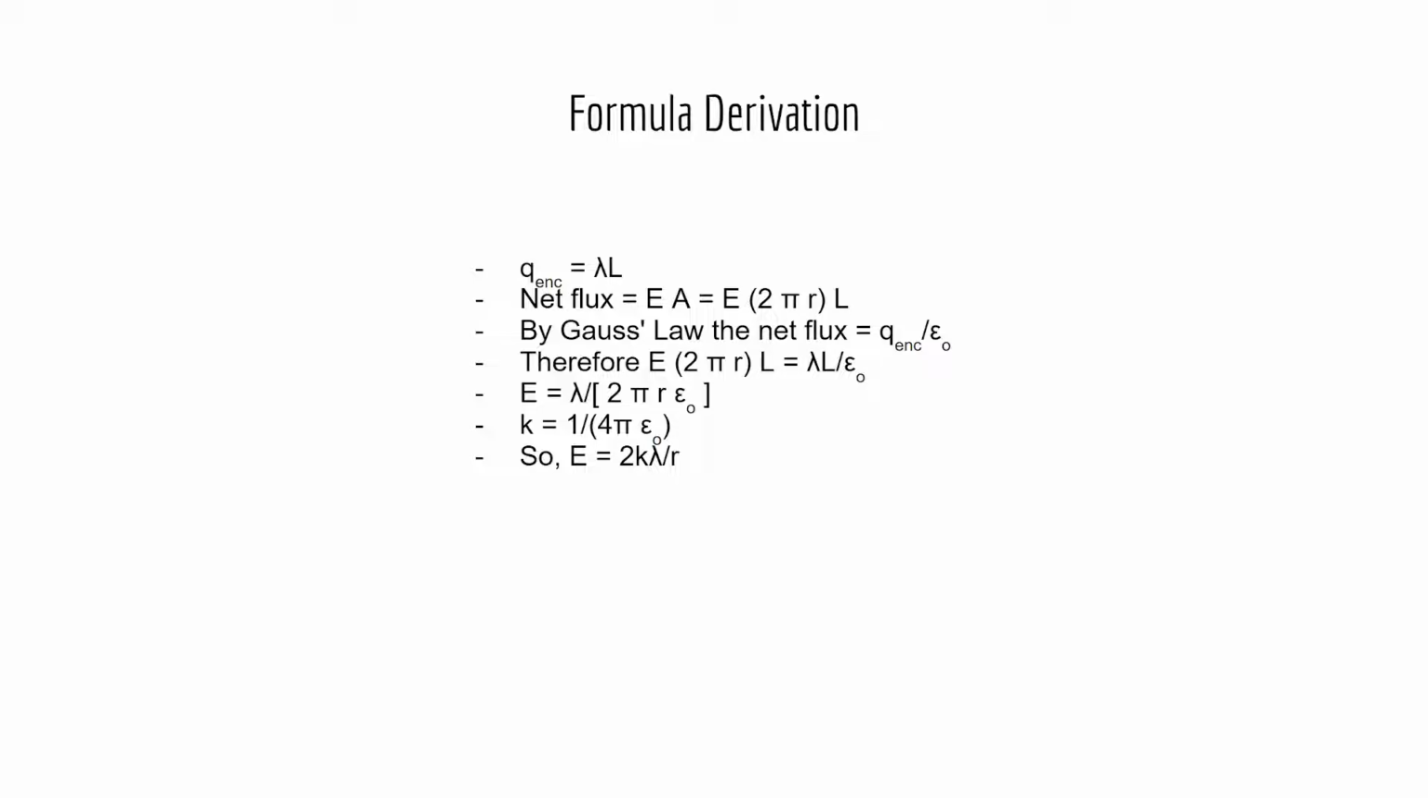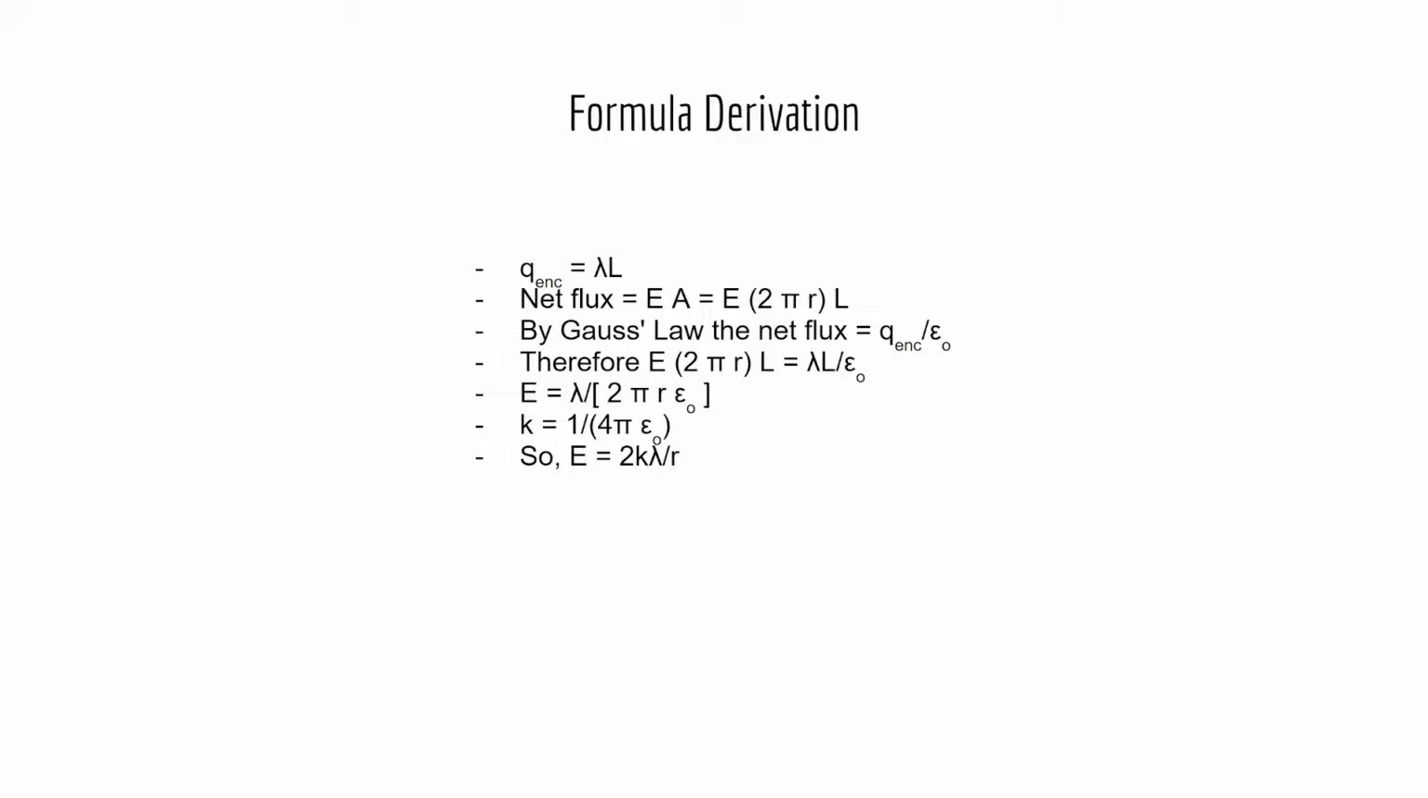By Gauss's law, the net flux equals Q enclosed divided by epsilon naught. Therefore, electric field times 2 pi r L equals lambda L divided by epsilon naught. The factors of L cancel, which is encouraging. The field should not depend on the length we chose for the cylinder. Solving for the magnitude of the field gives electric field equals lambda divided by 2 pi r epsilon naught.